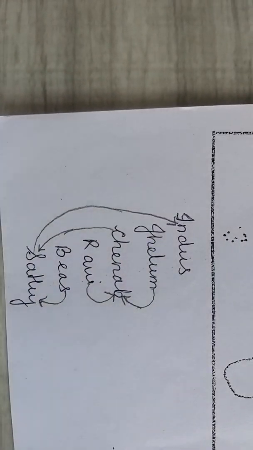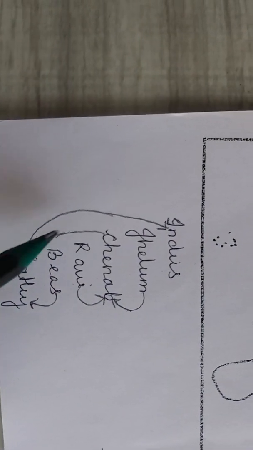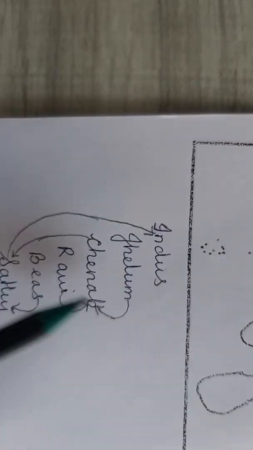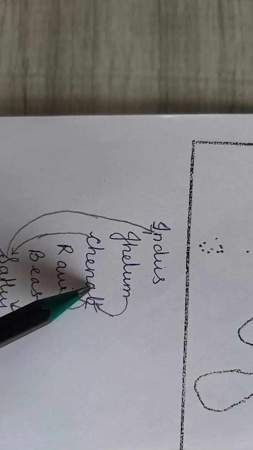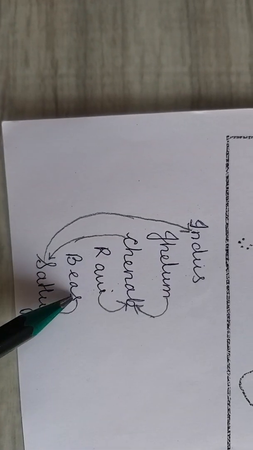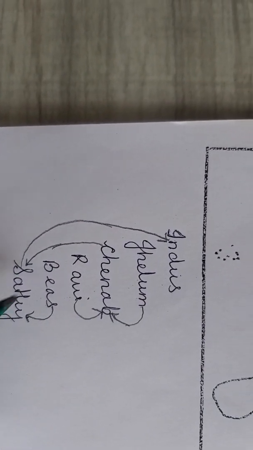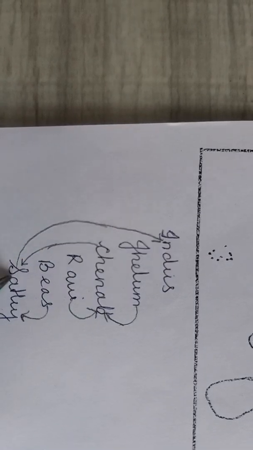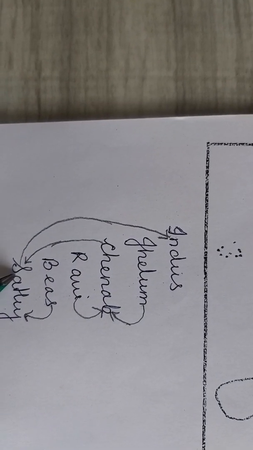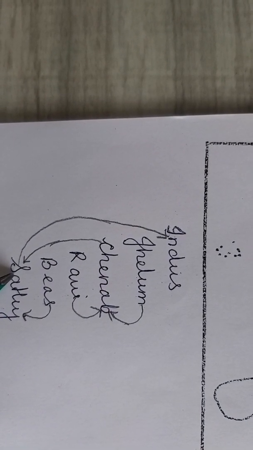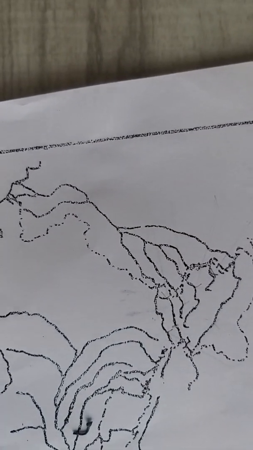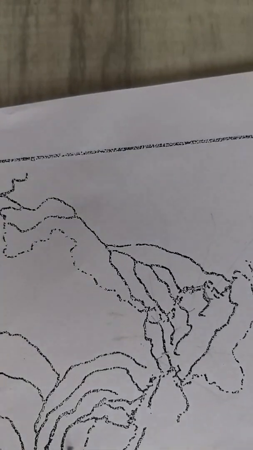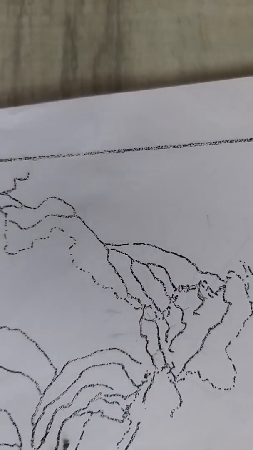So I'll repeat. Satluj connects Indus River. Jhelum and Ravi both connect Chenab River. Bias is a tributary of Satluj. Chenab connects Satluj River. You have to remember this for map pointing. Now let us go to the map. Again we have to use blue color pencil for marking rivers.